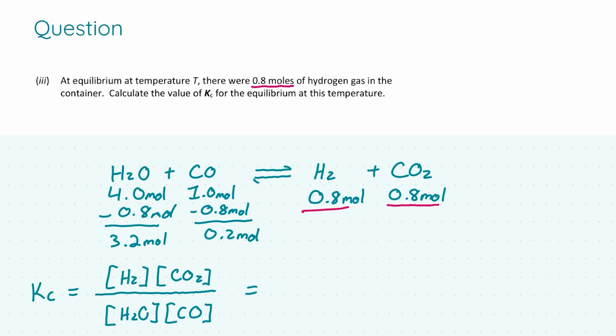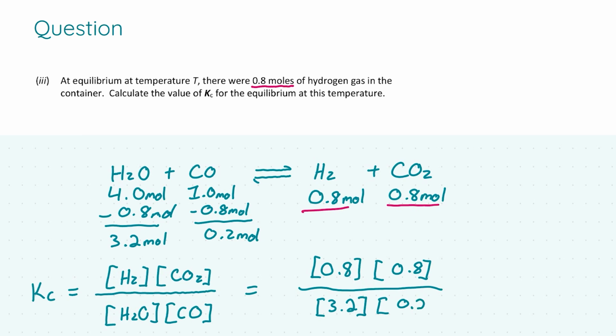And then filling in our values. So we have our Kc here from part 2. So we have 0.8 for our hydrogen, 0.8 for our carbon dioxide. Our water is 3.2 moles. And our carbon monoxide is 0.2 moles.